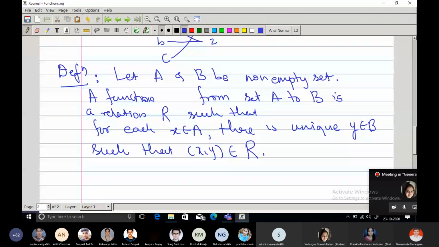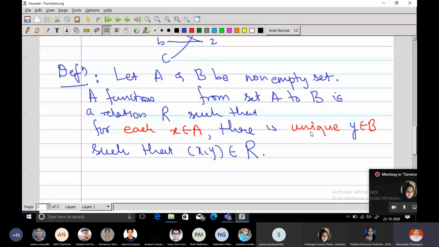So here two things are very essential. For each x in A there is a unique y in B. For each x in A there is a unique y in B.